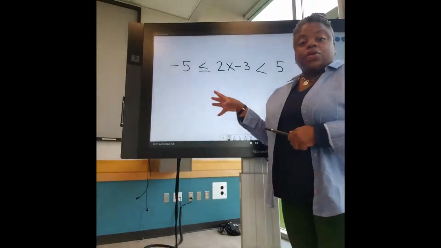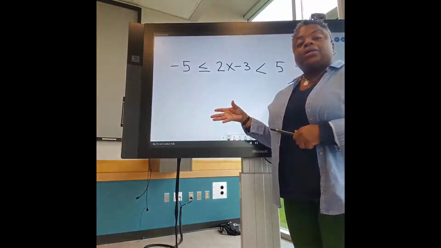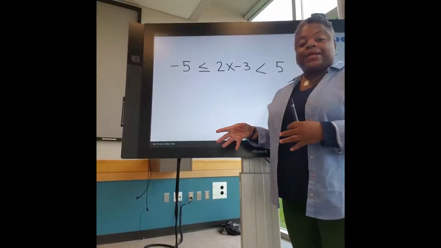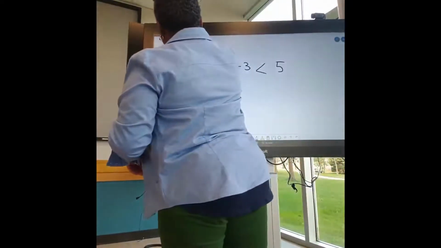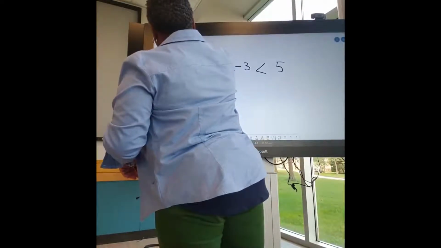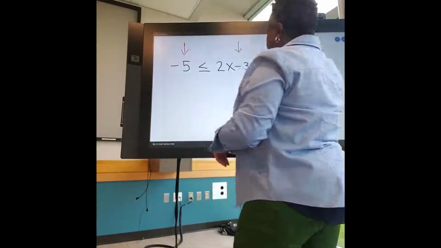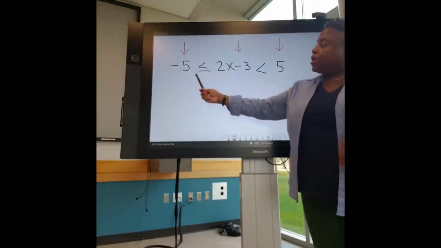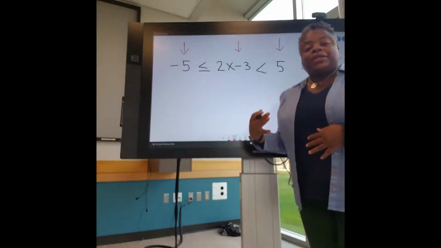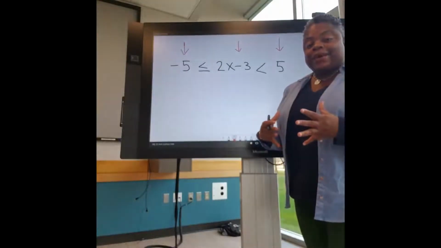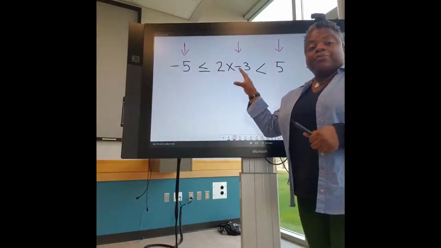I have this compound inequality that I want to solve. When I solve a compound inequality, I like to divide it up into three parts. So I have one part here, one here, and one here. I do this because I want to make sure I don't forget something when I'm solving. So 2x minus 3 in this problem is my focal point.